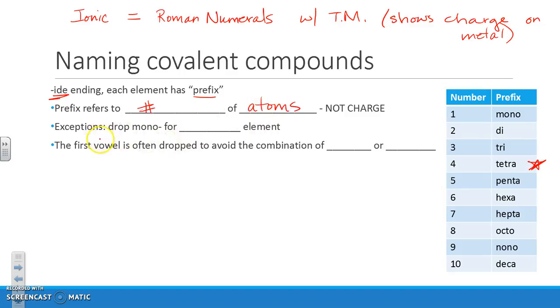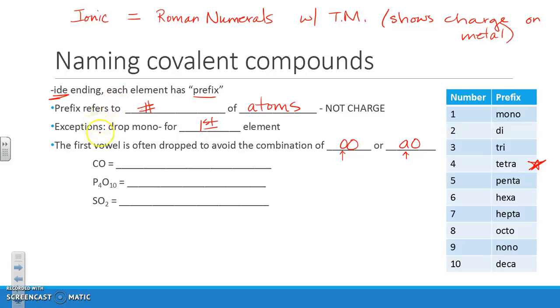Okay, and we use prefixes on every single element or every single atom except we drop mono for the first element. So on the first element, you'll use di, tri, tetra, penta, hexa, hepta, octa, nona, deca. On the second element, you'll use every single one of them. The only time you drop a prefix is if it's mono for the first element. Don't drop them for anything else. All right, and then we also drop the first vowel, to avoid vowel confusion. So if there's a combination of OO or if there's a combination of AO, we will drop that first vowel, so that it doesn't confuse.